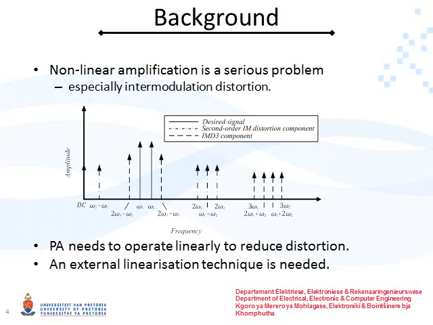The odd order intermodulation or IM distortion products, especially the third order products as shown in this figure, are of greatest concern. These third order IM products lie very close to the desired signal and result in spectral regrowth and cannot easily be rejected by filters. It is therefore important that the power amplifier operates linearly to avoid these distortion components. In order for the power amplifier to operate linearly, some sort of external linearisation technique is needed.